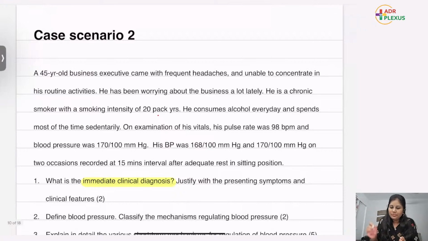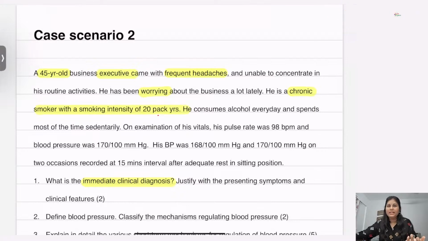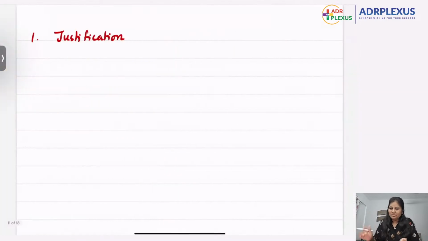First question, justification. What is the justification that we are going to give here? We will decode first. A 45-year-old executive, because the profession says more about the health. Frequent headaches, unable to concentrate. Worrying, that means he is under stress. The most important risk factor is that he is a chronic smoker with a smoking intensity of 20 pack years. Now, what are pack years? Let us list out all the points here.